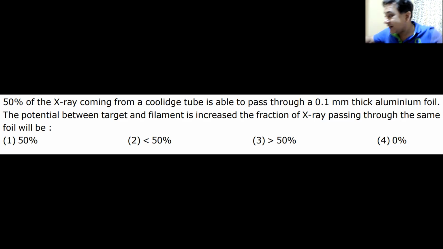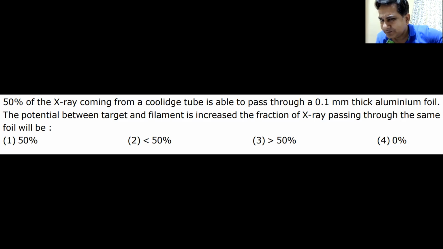Let me give you an example. This is a sheet. 50% of rays are passing through this sheet. I increase the number of rays. Will more percentage of rays pass through the sheet? Yes, sir. No, sir. Your logic is flawed, sir. To make it pass through aluminum foil, you need more energy. So if I have more energetic X-rays, then only I will be able to pass on more percentage of X-rays.